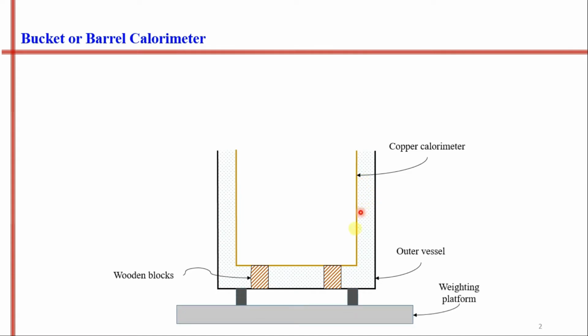and this complete system is placed over a weighing platform, meaning we are continuously measuring the weight of the calorimeter. First we will measure the calorimeter's weight in empty condition, then we will measure its weight after putting water into it, then again after transfer of steam.